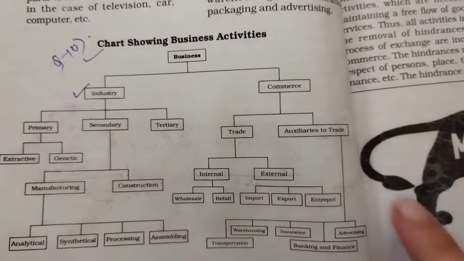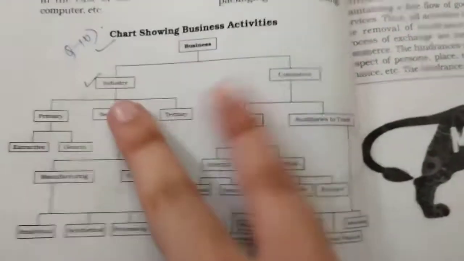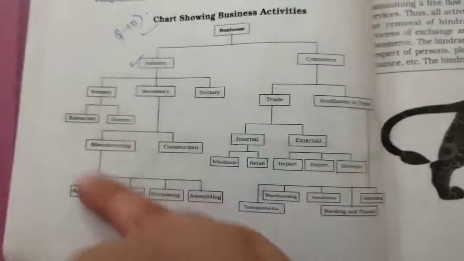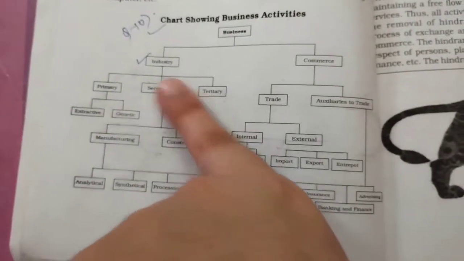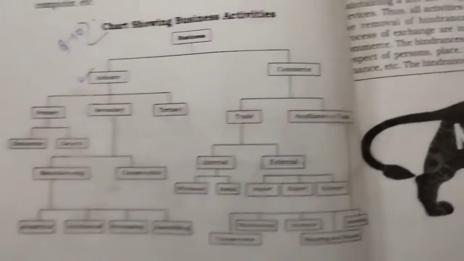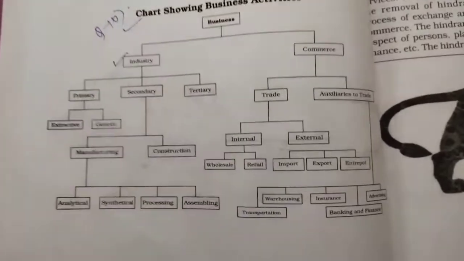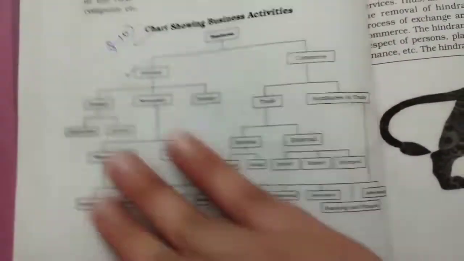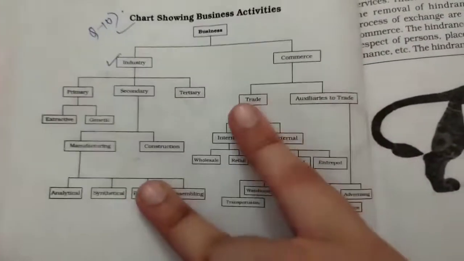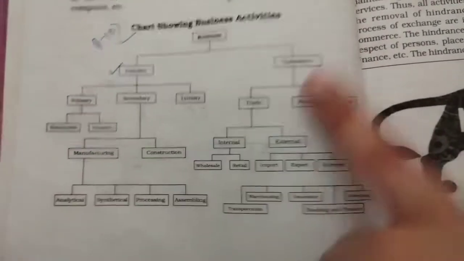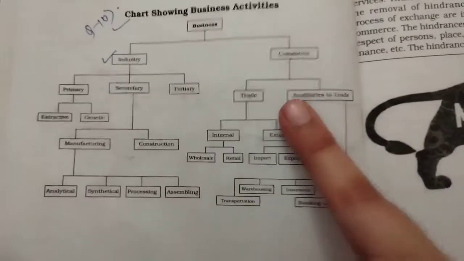So we have studied so far, in business, we have two types, that is industry and commerce. We have completed this portion of industry: primary, secondary, tertiary. We have already learned in previous classes, so I don't think I need to explain this whole part. Now talking about commerce, this is the new part for you, so I will explain it to you.